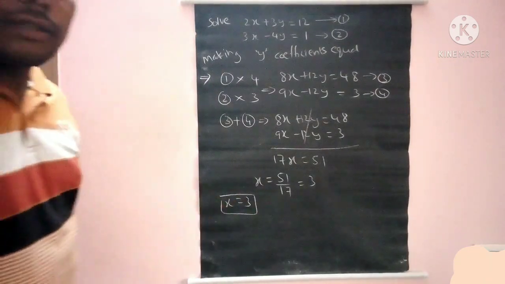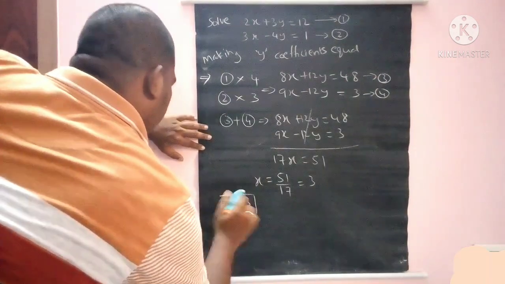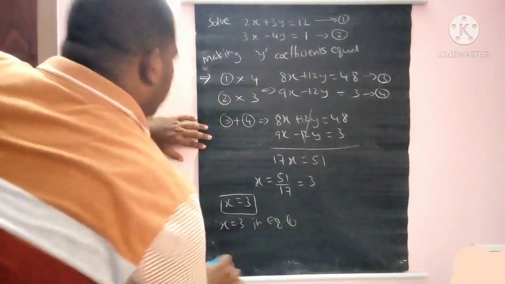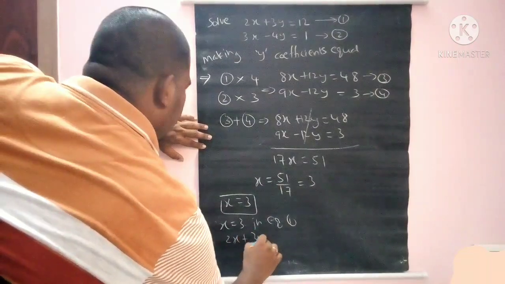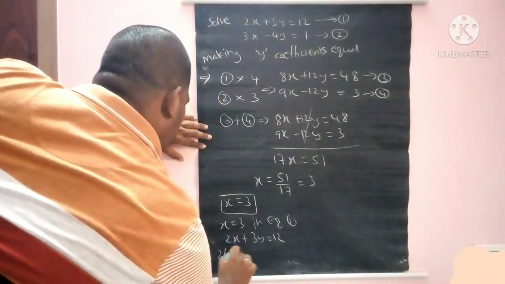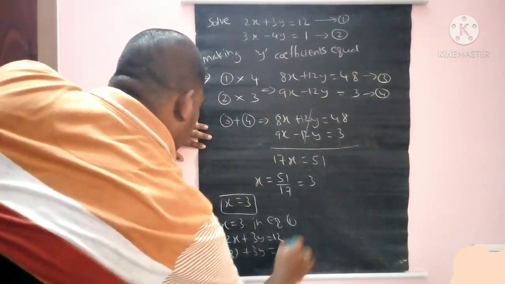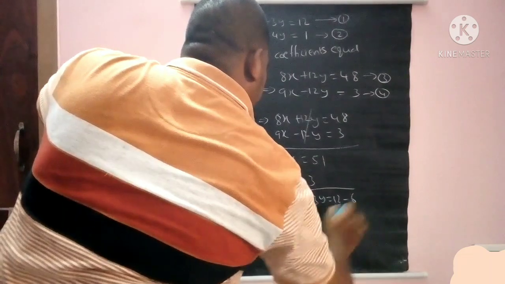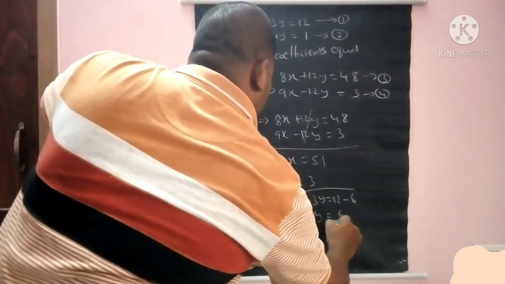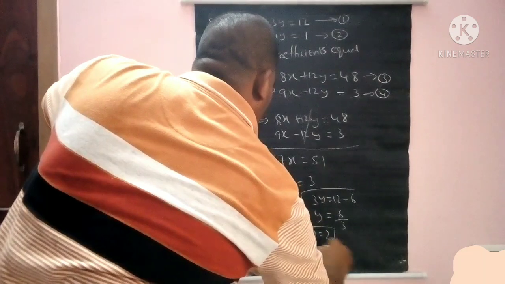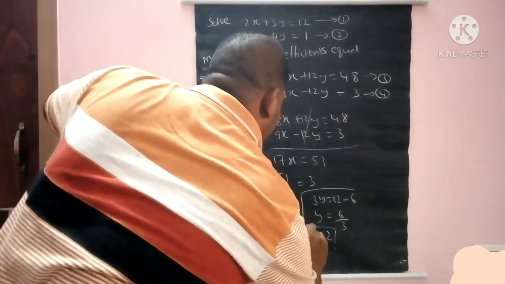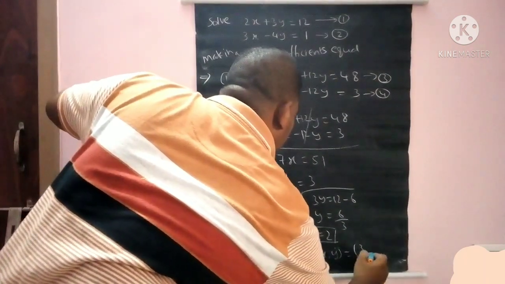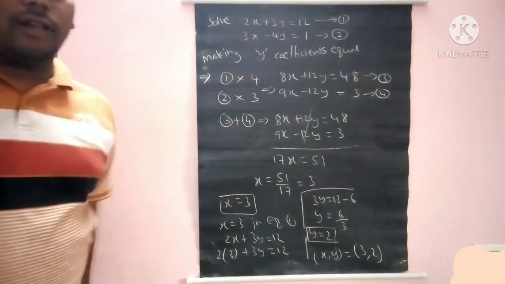So now substitute this variable x equals 3 in equation 1. So 2x plus 3y is equal to 12. 2 into 3 plus 3y is equal to 12. So 3y equals 12 minus 6. Y is equal to 6 by 3. So y is equal to 2. So we'll get the same value. X comma y equals 3 comma 2. The same values we'll get.